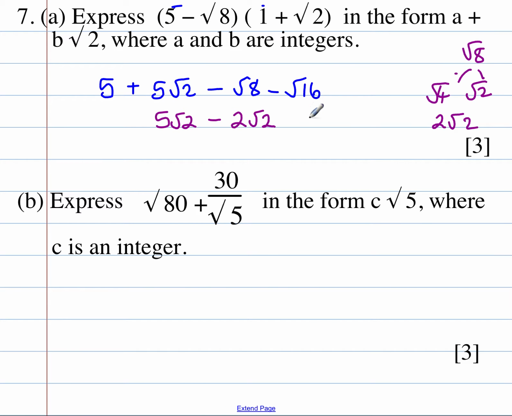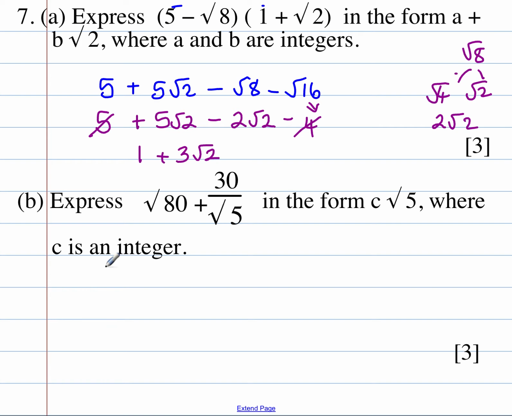If I square root 16, I will actually get a 4. But there's a minus in front of it, and I have this 5 there. 5 take away 4 is 1, and 5 root 2 take away 2 root 2, let's just concentrate on 5 take away 2, that's just 3. And that's my final answer. And yes, it is in the form of a plus b root 2. So I've done it correctly.